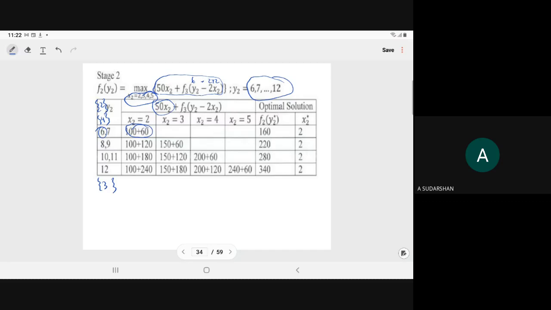So in this way, we can write. For example, let's see this one, or you can say, let's say this one, right? So when x2 is equal to 3 and y2 is equal to 12, so it will become 50 into 3, that is 150, right? That is 150 plus, y2 is equal to 12 minus 2 into 3, so 12 minus 6, that is 6. So f3 of 6.